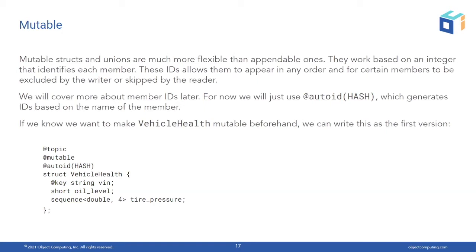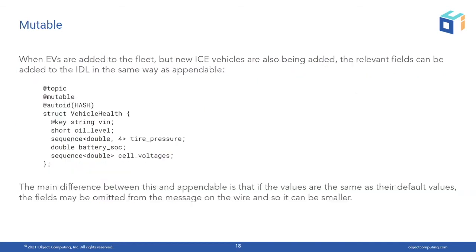Important thing to know is that if you want to mark things as mutable, you will have to do it beforehand, before you can mutate them. So in this case, we just add the auto ID hash and the mutable annotation to our vehicle health. And then later, when we already mentioned EVs get added to the fleet, we can add these fields to the struct in the same way as appendable.